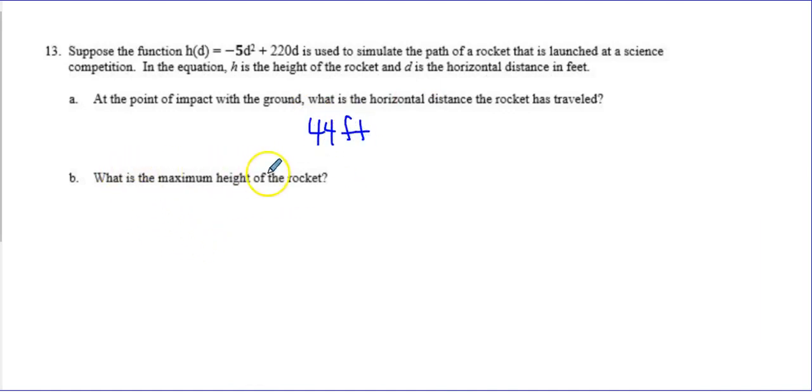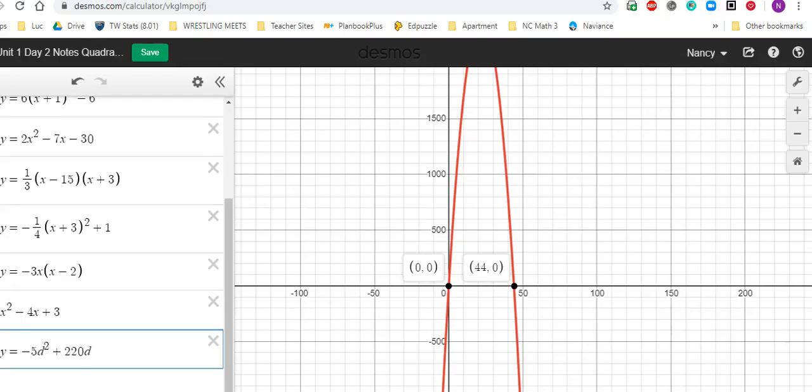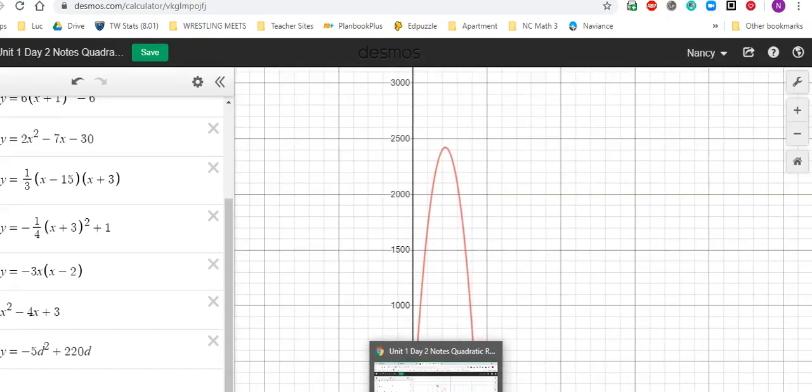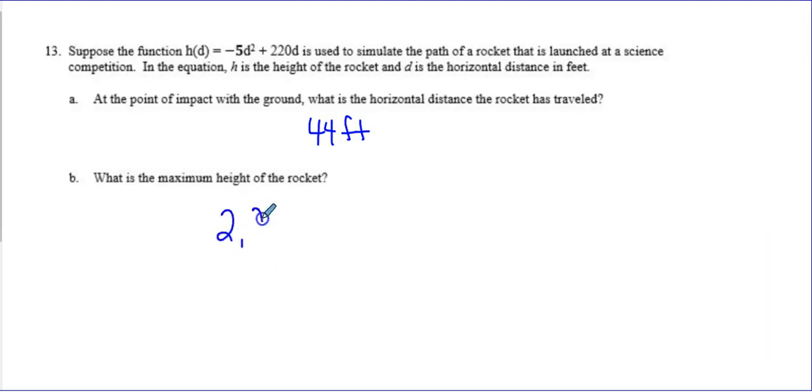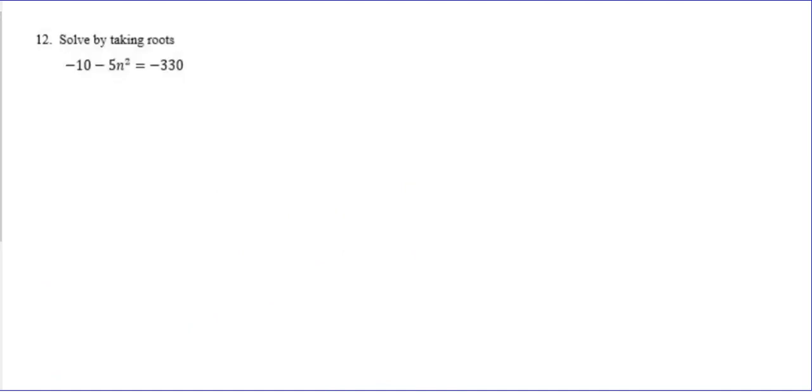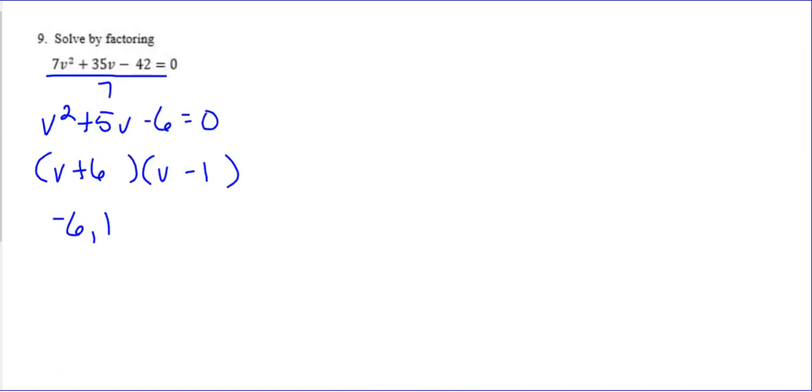And then it asks, what's the maximum height of the rocket? Well, that's going to be the vertex of the parabola, right? So if we go up here and we click on the vertex, we see that the y value is the maximum height. So that's 2,420. So our answer here would be 2,420 feet.